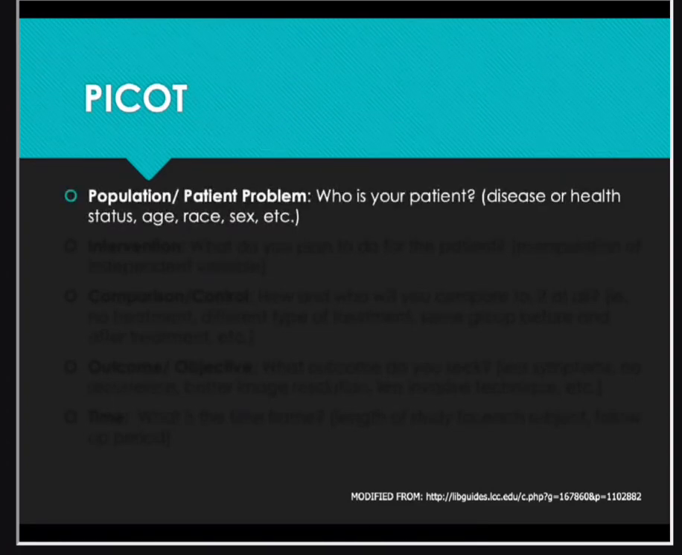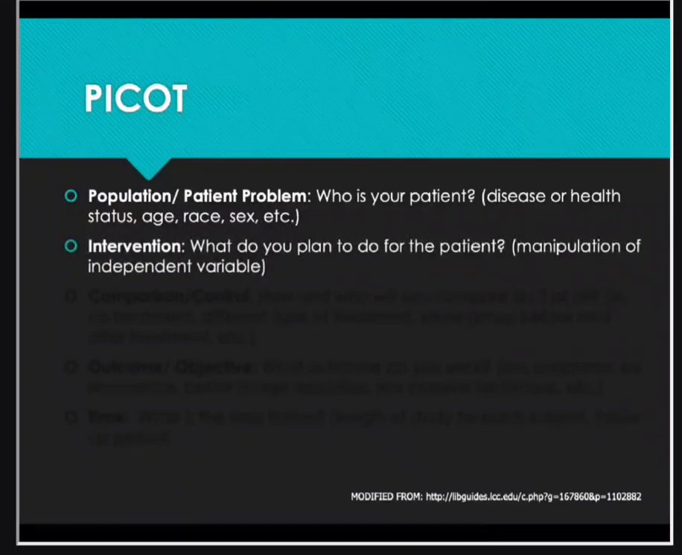So the P is the population or the patient. So who is your patient? Are you looking at a certain group of individuals with the disease? Are you looking at a certain group of individuals that are undergoing a procedure, whether it be a CT examination or an ultrasound examination or a radiation therapy? Are you looking at a certain group of individuals who work in an area of healthcare?